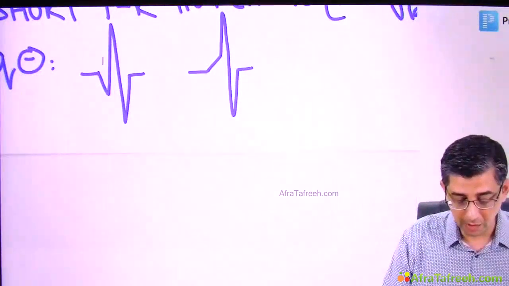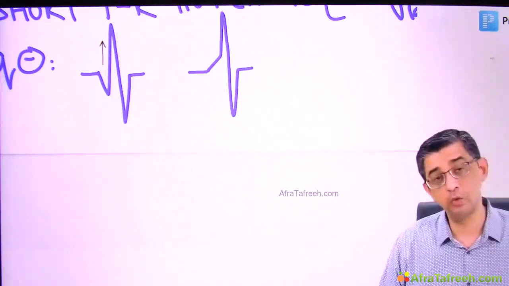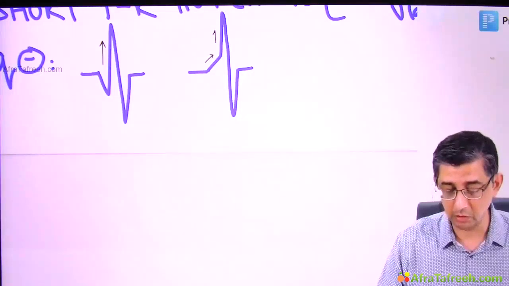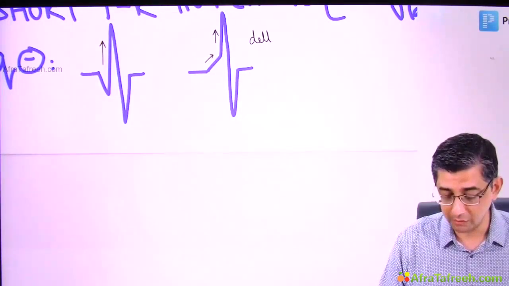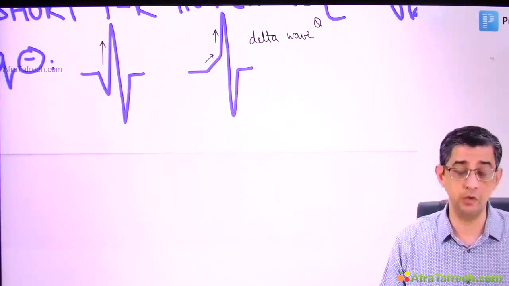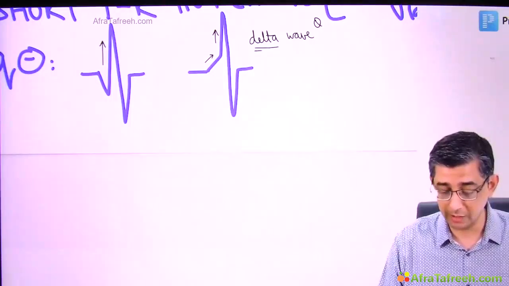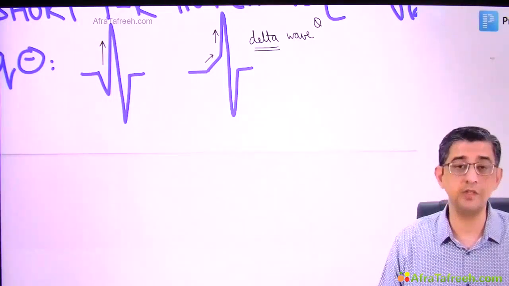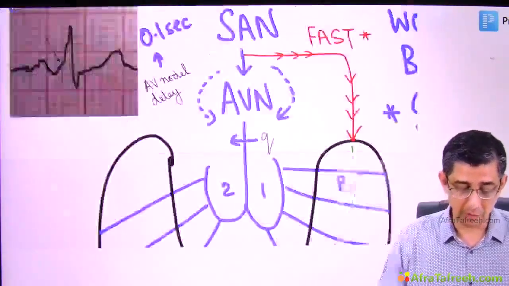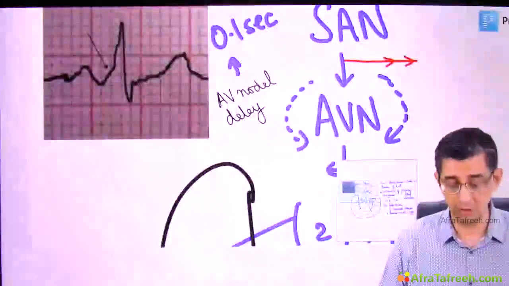What I am saying is the R wave in you and me will have a smooth upswing, but if you see in this particular case, there's a slight change in the slope, and that's the keyword of this entire discussion. This is the reason why I'm discussing this topic with you. This is what is called a delta wave and is one of the classical features that is always asked for Wolff-Parkinson-White syndrome.